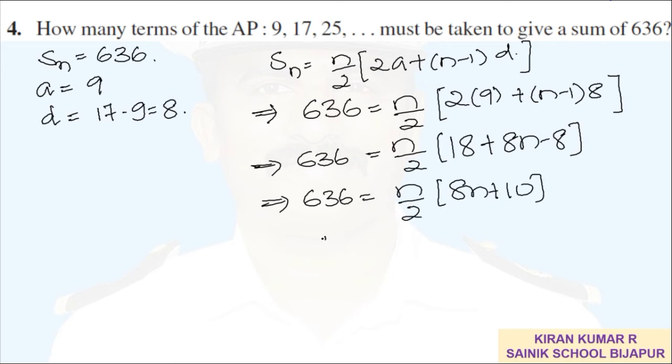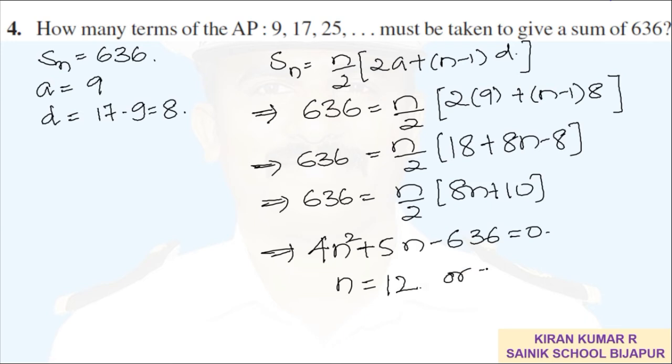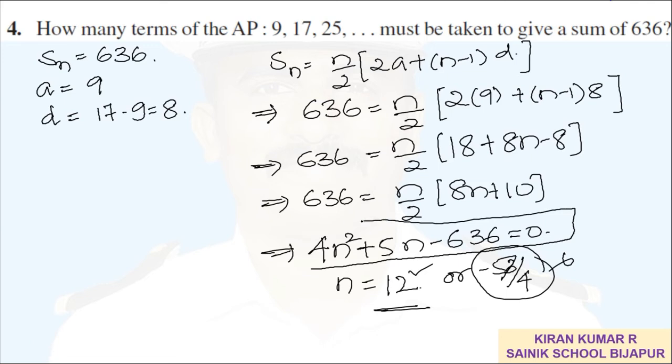Upon simplification, we get it as 4n square plus 5n minus 636 equal to 0. Simplify this equation, you will be getting the value of n as 12 or negative 53 upon 4, which is a fraction. We will not consider the fraction, we will consider positive 12. This is a task for you. You need to solve the equation. Try it out. The value of n becomes 12.